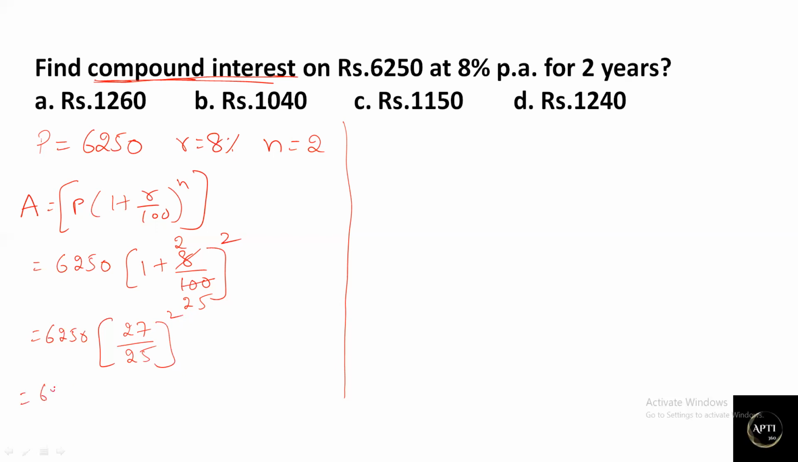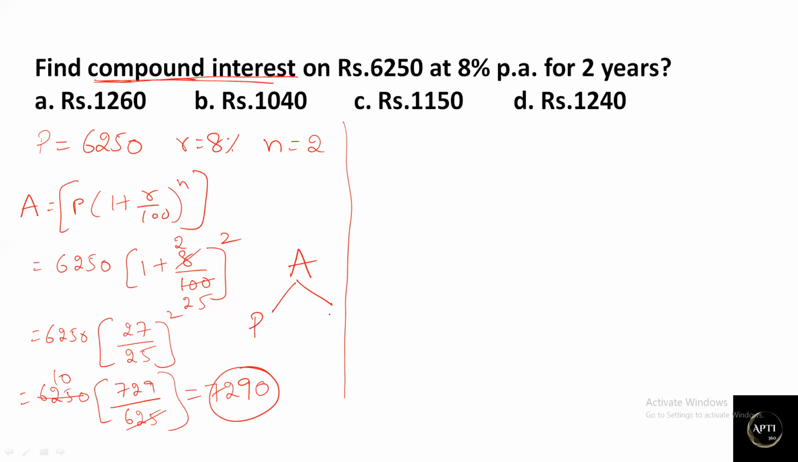Next, 6,250 into 27 square. 27 square is 729, divided by 25 square, which is 625. So this is the final, and 625 10 times is 6,250. So the final amount is 729 into 10, which means 7,290. What is this 7,290? Is it compound interest? No, it is the total amount. In this total amount, principal amount is present and interest is also present. Correct. Already we discussed the same thing.